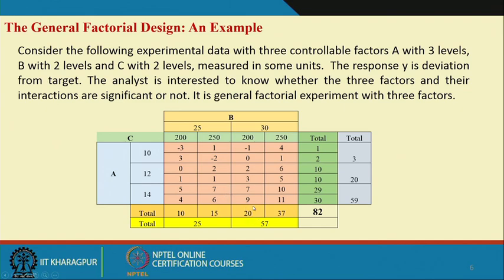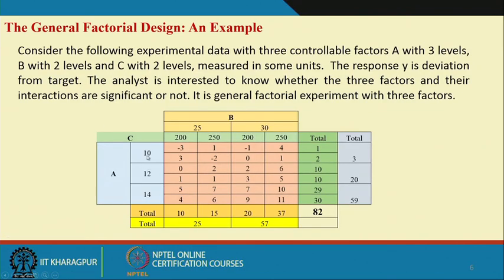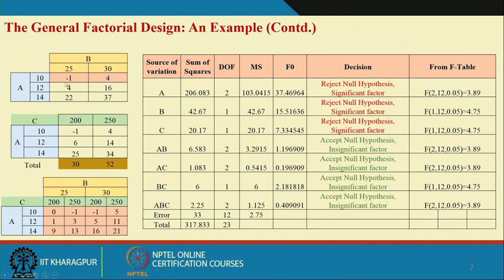Now, for the SS computation, you see the sum of squares values for A, B, C. How have we computed those? Suppose we want to compute AB, AC, BC. When you are talking about AB, you are creating the cell total. When A equals 10 and B equals 25, how many data points are there? 4 data points: minus 3, 3, 1, 2, minus 2. The sum of this will be minus 1.